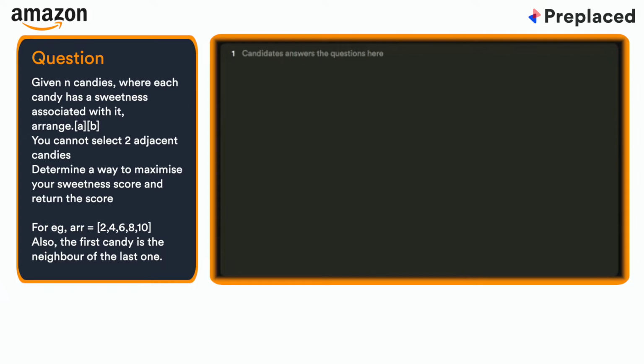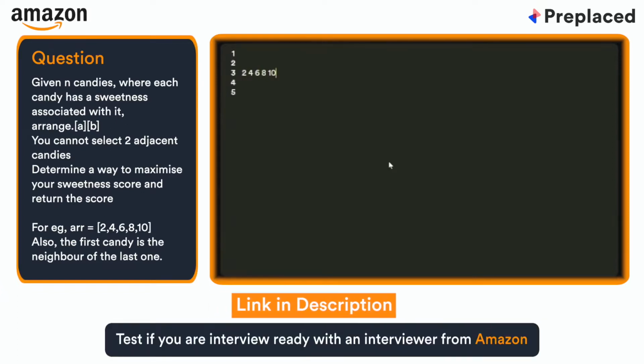So let me try to understand this question first. It's like a ring where you cannot pick two adjacent candies, and you have to pick the candies such that the answer will be maximized, right? So in this example, 2, 4, 6, 8, and 10.